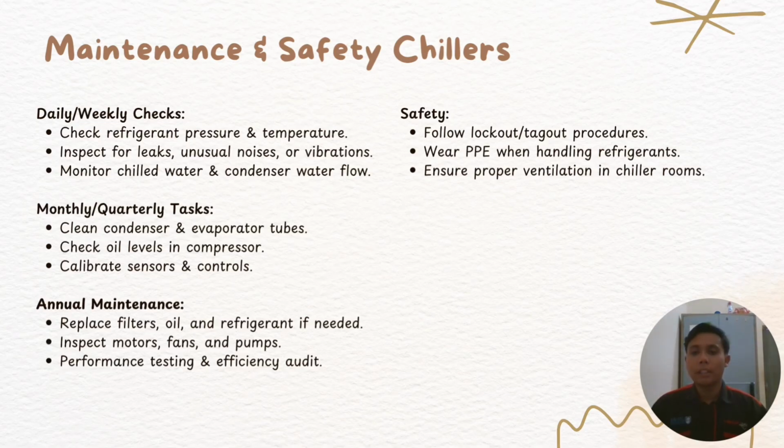For annual maintenance, replace filter, oil and refrigerant if needed. Inspect motor, fans and pump. Do performance testing and an efficiency audit. For safety, follow the lockout tagout procedure. Wear PPE when handling refrigerants. Ensure proper ventilation in chiller rooms.